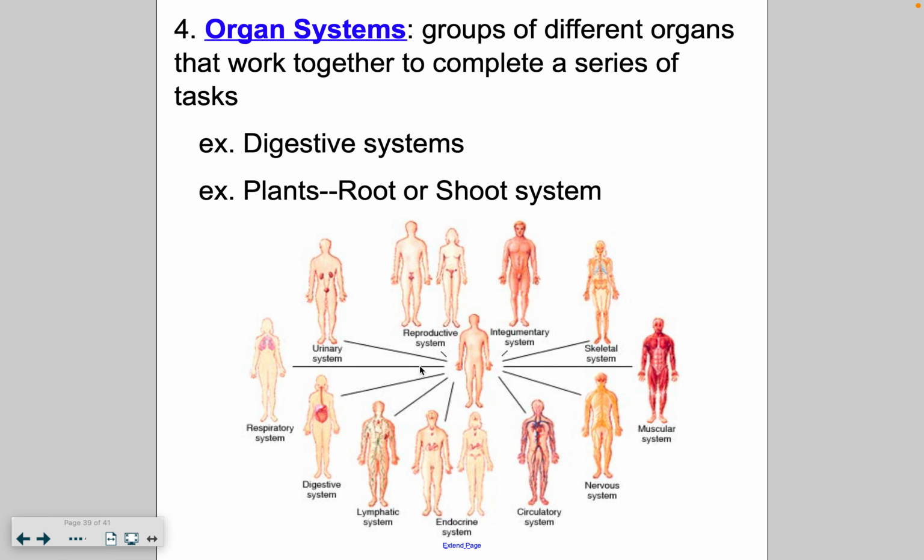All right, so once you have a bunch of organs and all of a sudden different organs are working together to create a series of tasks, then you end up with an organ system. So just think about your digestive system and all the different organs that work together. So, when you eat your food, you have your mouth, your tongue, your teeth, okay, and it goes down the esophagus to the stomach, and then it goes from the small intestine to the large intestine. But then, you're extracting water and waste. You have blood vessels, you got your urinary system working there.